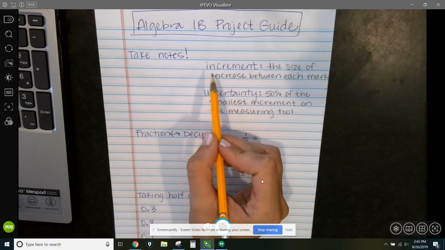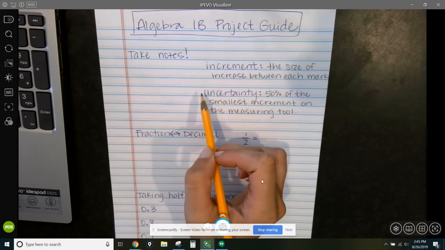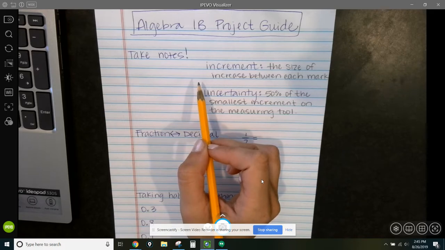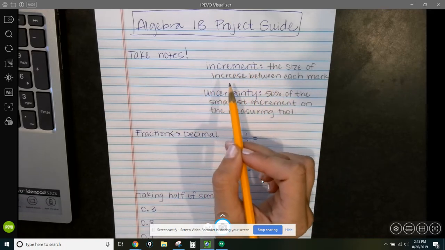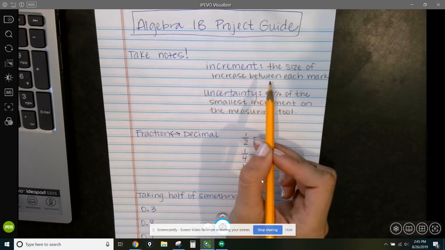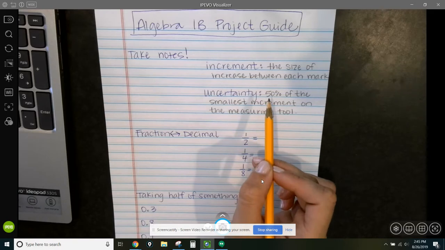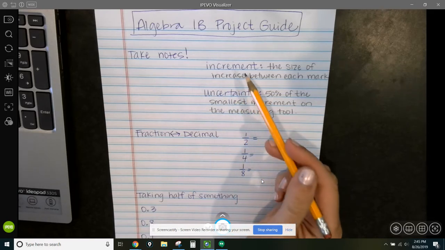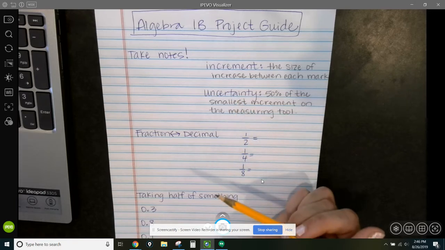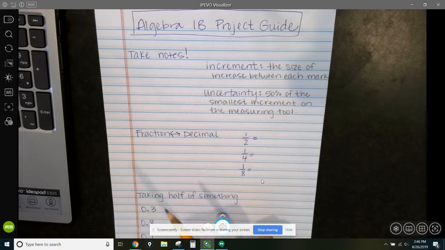So the first two things is I want to make sure you understand these two vocabulary words. So if you need to right now, pause the video and write down increment and the definition I have right here: the size of increase between each mark. And then uncertainty, which is 50% of the smallest increment on the measuring tool. You will need to know these two words for sure while you're doing the project. So take a minute, pause the video, and write those definitions down.